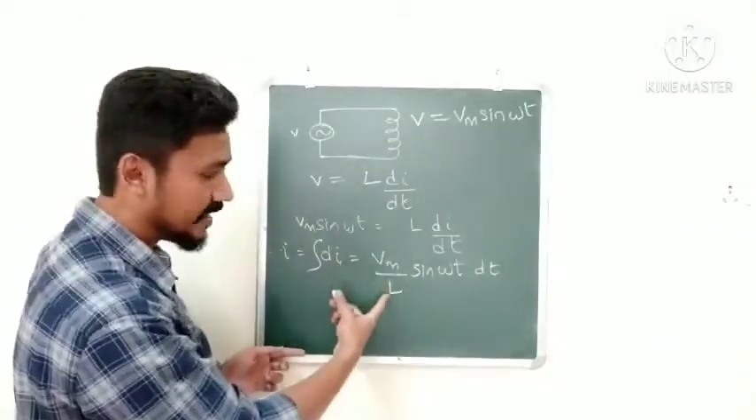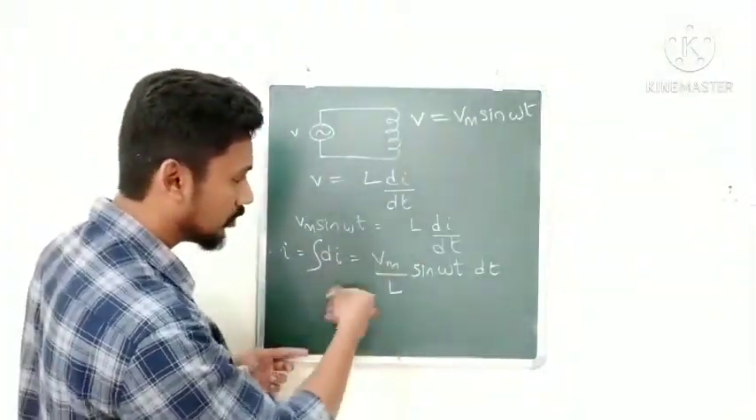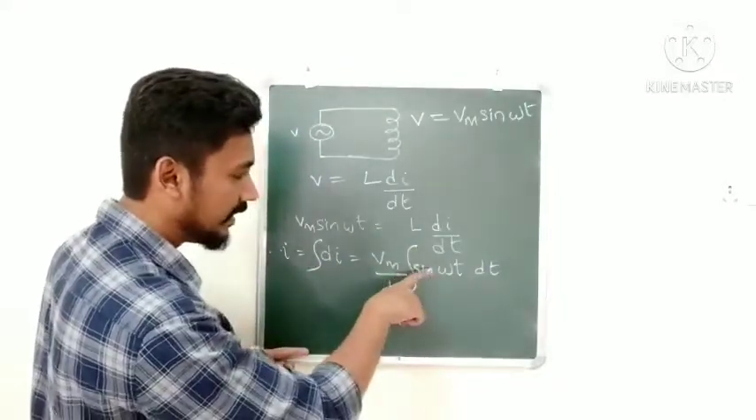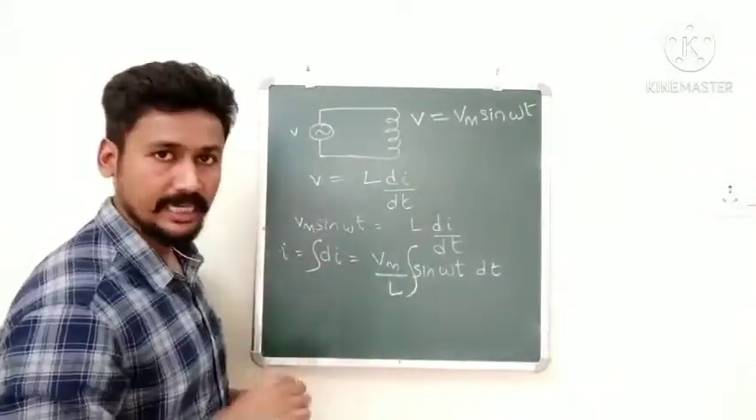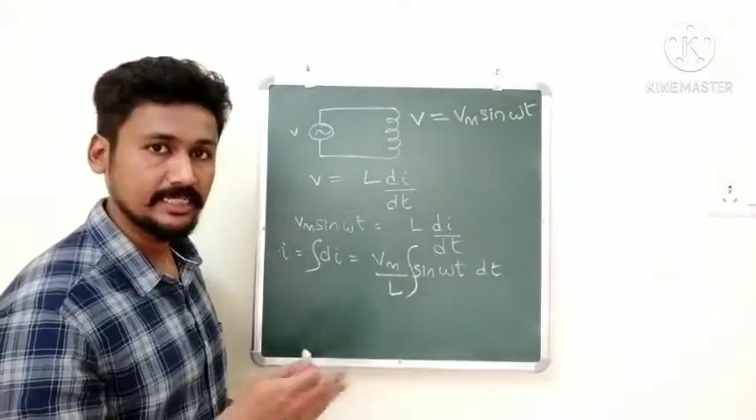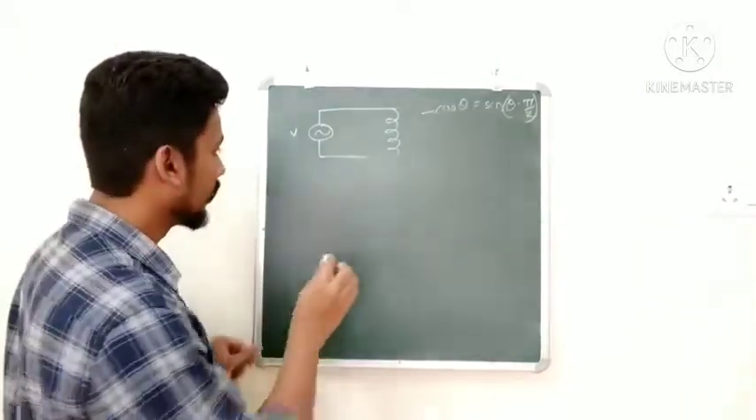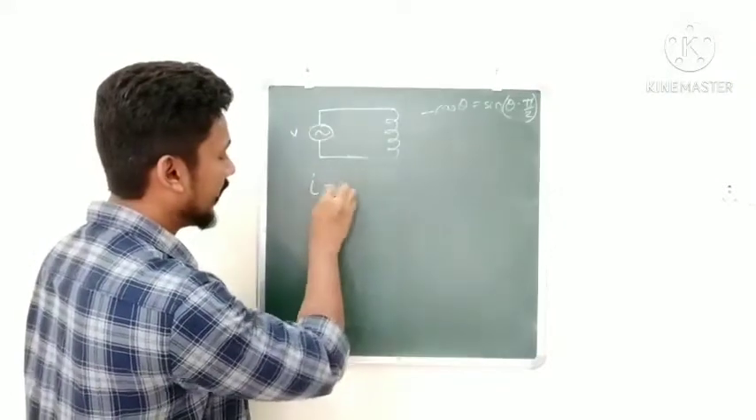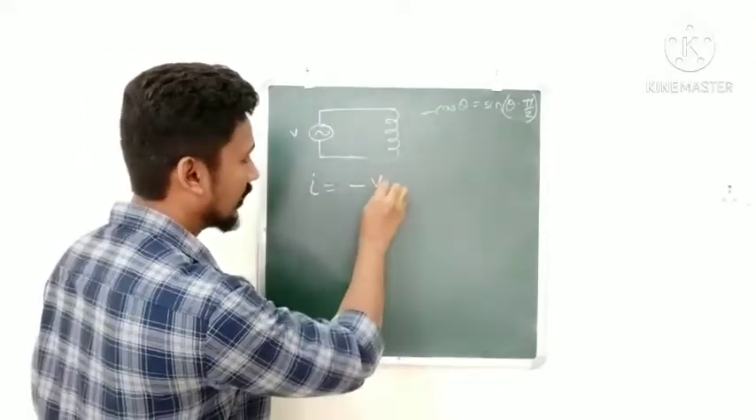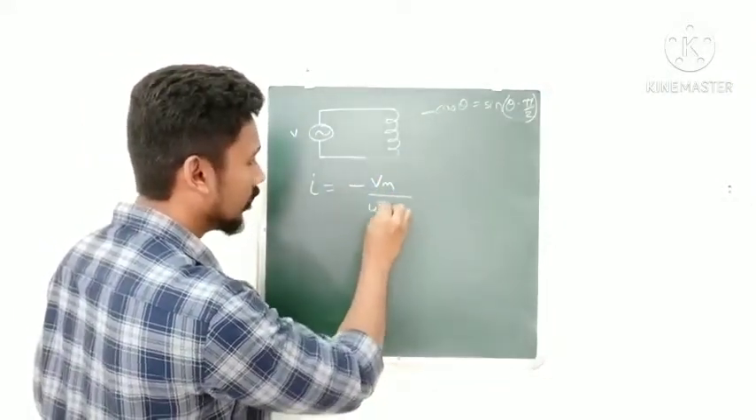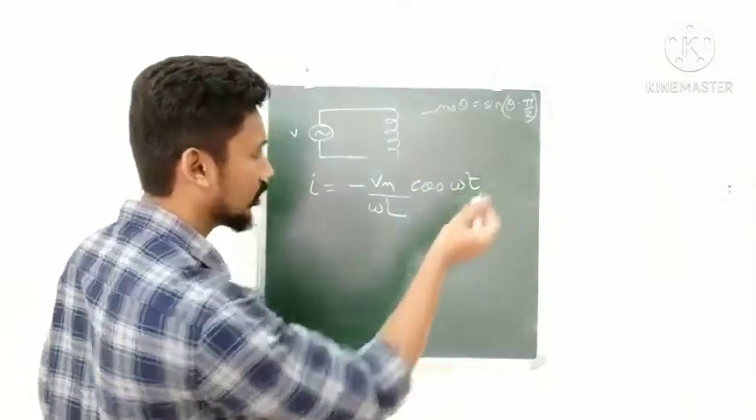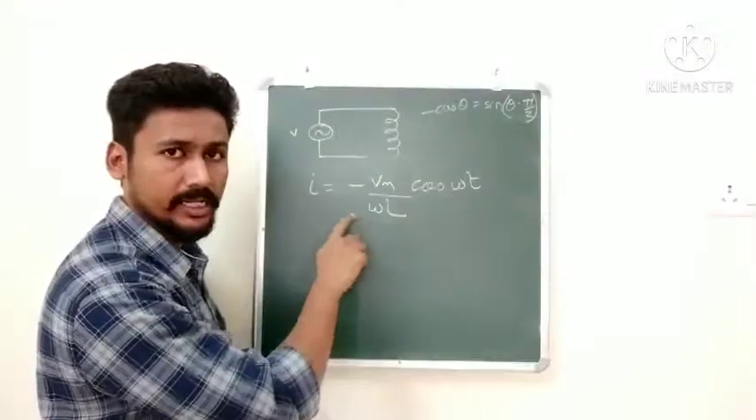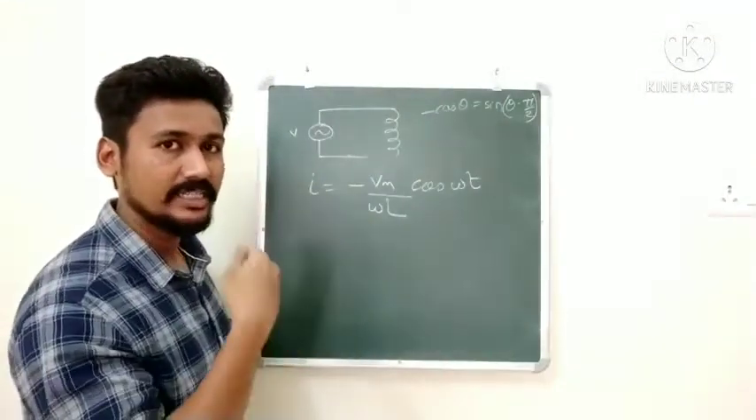But you know Vm and L are constants, so they will come out of the integration and we will get integral of sin omega t dt. What is integral of sin theta? Integral of sin theta is minus cos theta. So we will get current I equal to minus Vm upon omega L cos omega t plus some constant. Why did this omega come here? Because it was integral of sin omega t.